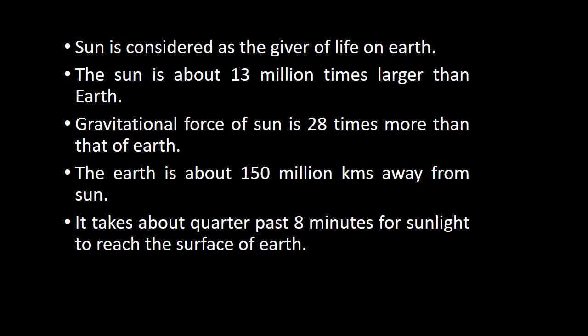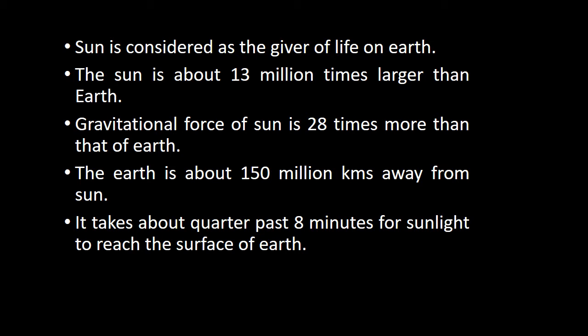The gravitational force of the sun is 28 times more than that of earth. Like if something weighs 1 kg on earth, it will weigh 28 kgs on the sun. It is because of this gravitational force only that the planets are in a particular path and revolve on it. As I explained earlier, the sun also has gravitational force, and because of that force, the planets revolve around it on that particular path.